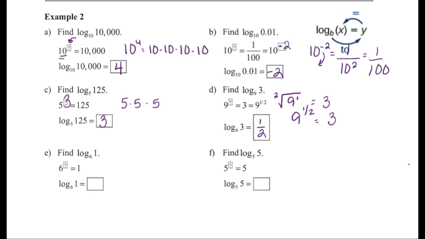Letter E, log base 6 of 1 is what? Well, 6 to what power gives me 1? We know that anything to the power of 0 will give me 1. So log base 6 of 1 is 0. Log base 5 of 5 is what? Well, 5 to what power would give me 5 itself? 5 to the first power. Therefore, log base 5 of 5 is 1.